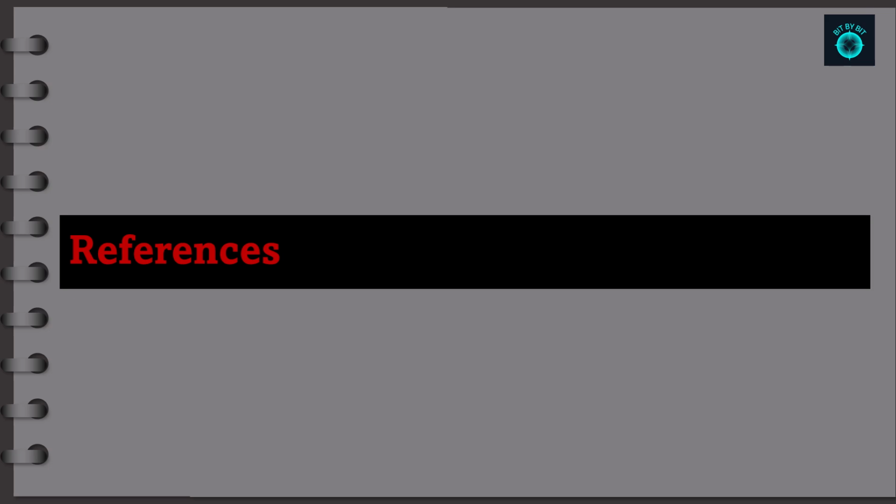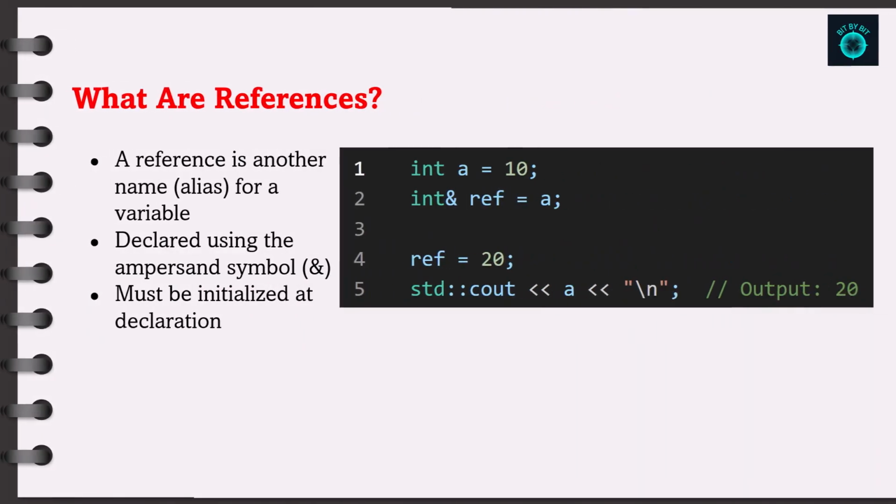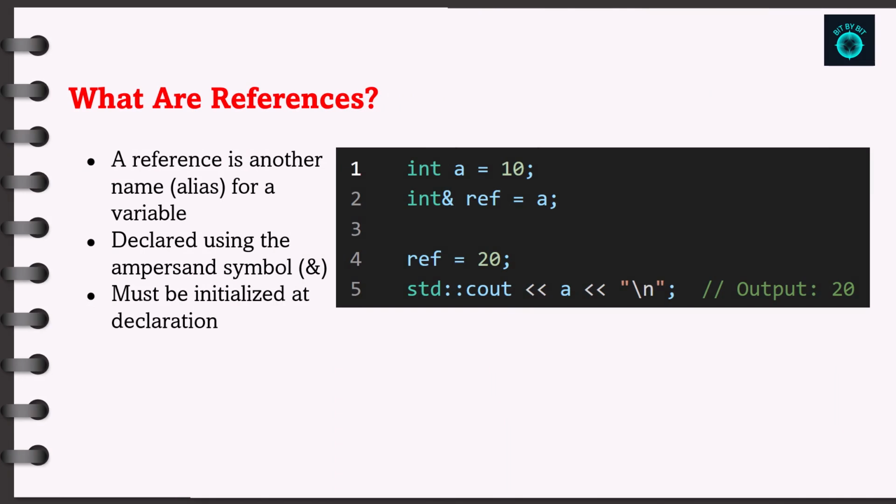References. What are references? In C++, a reference is like a second name for a variable. When you change the reference, you are actually changing the original variable. You declare a reference using the ampersand symbol. For example, int& ref = a. This means ref refers to the same memory as a.